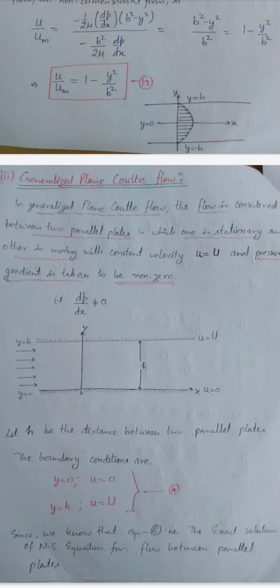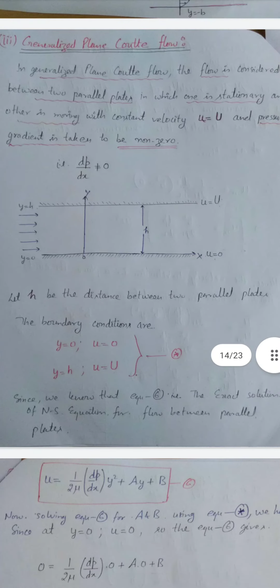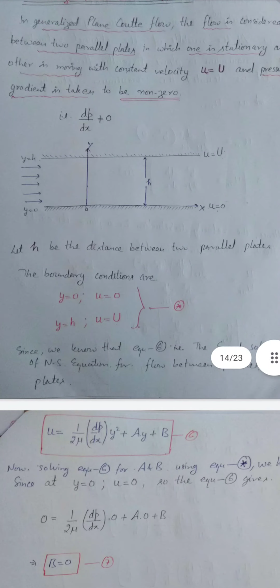Right? Here also very easy, simple. Here let h be the distance between two parallel plates. The boundary conditions are: क्या हुई फिर? Lower plate is stationary, therefore u is 0, y is 0. Upper plate is moving with velocity U, and y is equal to h, distance between. And now what we have to do? We have to put these boundary conditions.